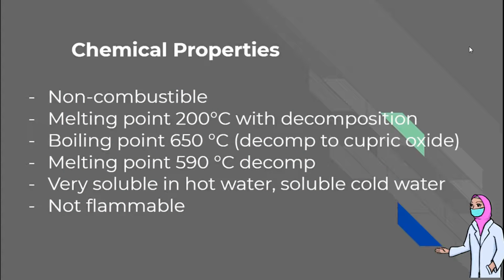The chemical properties of it: it is non-combustible. The melting point is at 200 degrees Celsius with decomposition. The boiling point is at 650 degrees, where it decomposes to copper oxide. The melting point decomposition is at 590 degrees. It is very soluble in hot water but just soluble in cold water. Plus, it is not flammable.